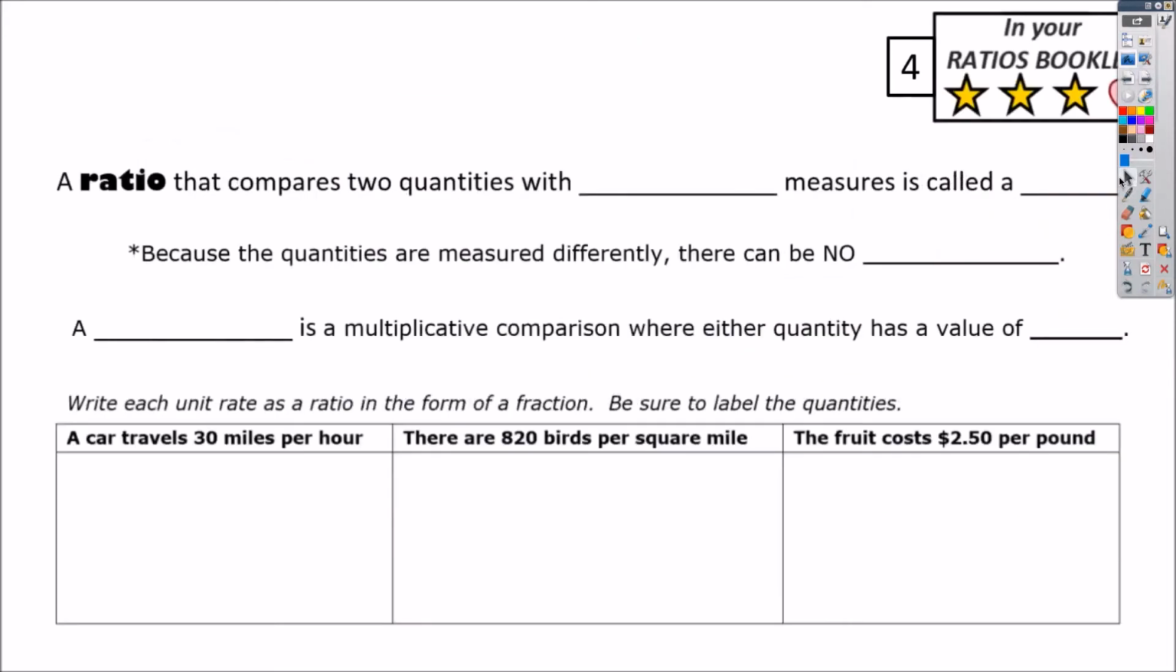Now, go ahead and take a look at your ratio booklet. We're going to be taking our notes in here. So it tells you what a rate is: a ratio that compares two quantities with different measures is called a rate. So we were comparing jumping jacks and seconds, right? Because the quantities are measured differently, there can be no total. There's no total here.